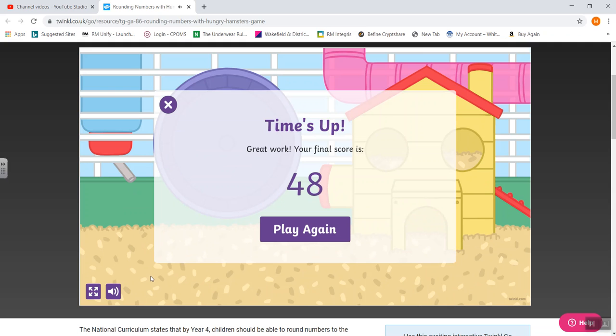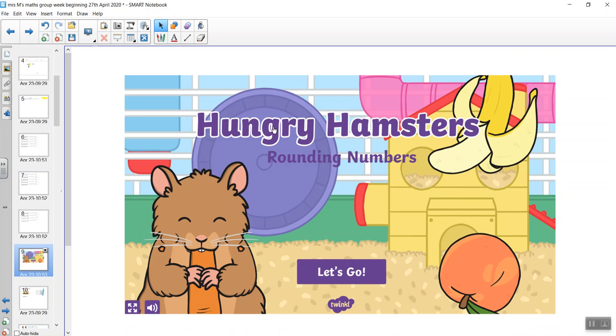Okay, children, so I got 48. Let's see if you can try. Go on the Twinkl website, go on the home learning page, find the Hungry Hamsters, see if you can beat my score of 48. Tomorrow, we're going to have a go at rounding to the nearest 10 again.